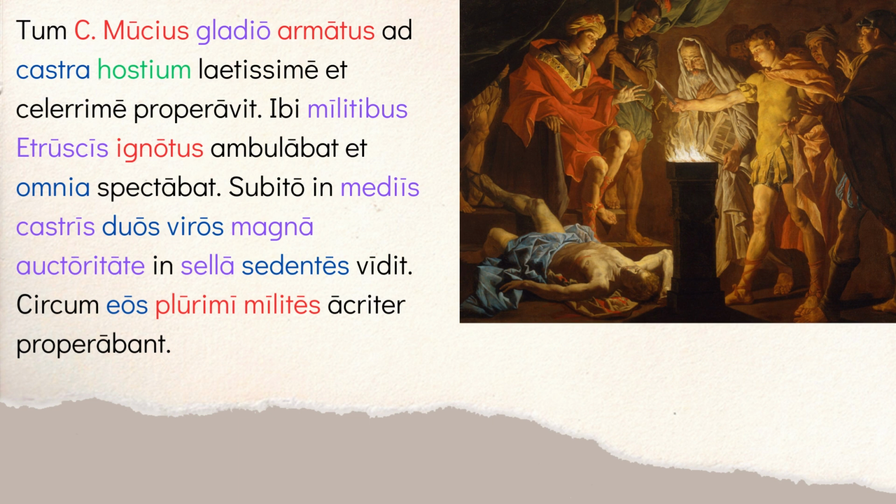Then you have ibi militibus, Etruscis ignotus ambulabat et omnia spectabat. So we start with ibi, there, meaning at the camp. There, he was walking, ambulabat. And he was walking ignotus. Now, this is an interesting way to describe it. It means like unnoticed, right? So nobody noticed him walking around. So unnoticed, he was walking around with the Etruscan soldiers.